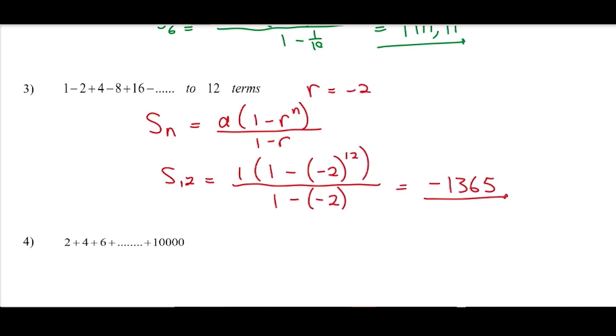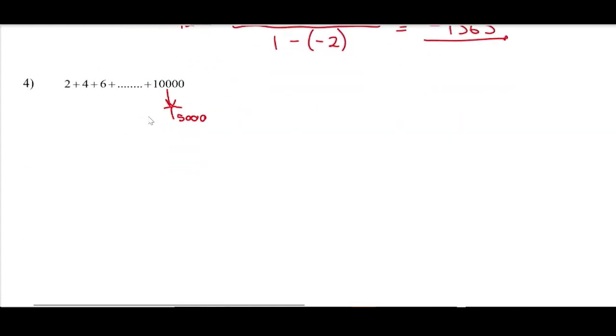Okay, the next one. What is it? All right. Well, in fact, it's an arithmetic sequence. I don't know how many terms there are here, right? But actually, if I look at it, these are the multiples of 2, and 10,000 is the 5,000th multiple of 2. In other words, this is the 5,000th term. In other words, I've got 5,000 terms, right? If I didn't know that, I could work it out using my TN formula, but I can save myself some time if I realize that there are 5,000 terms.